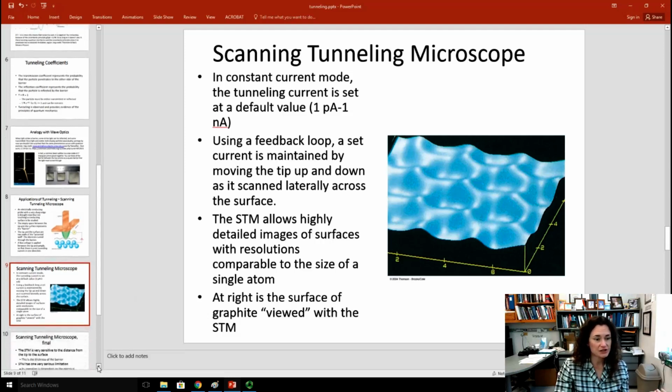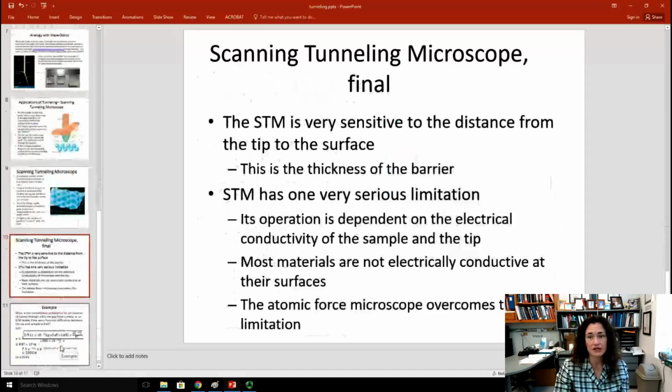Now, there's a major disadvantage to STM. It is very sensitive to the distance from the tip to the surface, the thickness of the barrier. You have to get your tips really, really super close to the surfaces to get these tunneling currents established. Oftentimes, they're so close and the feedback loop isn't fast enough that you crash your tip into the sample. So that's really common when you do STM.